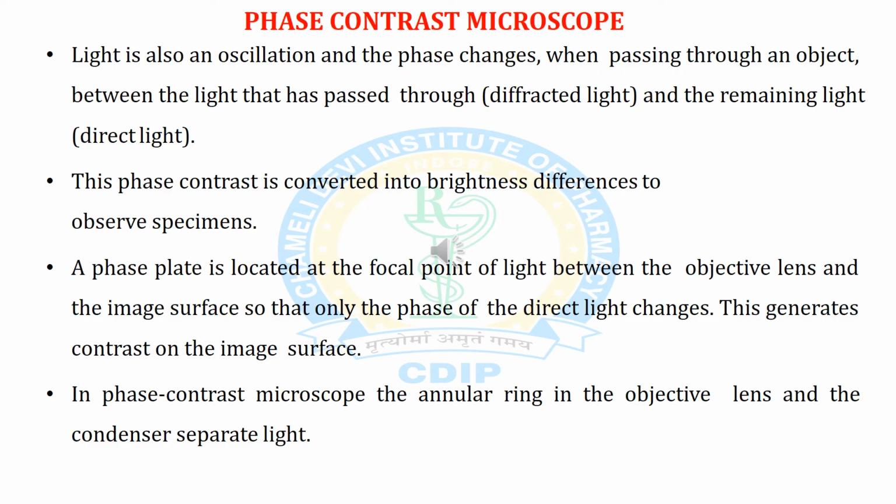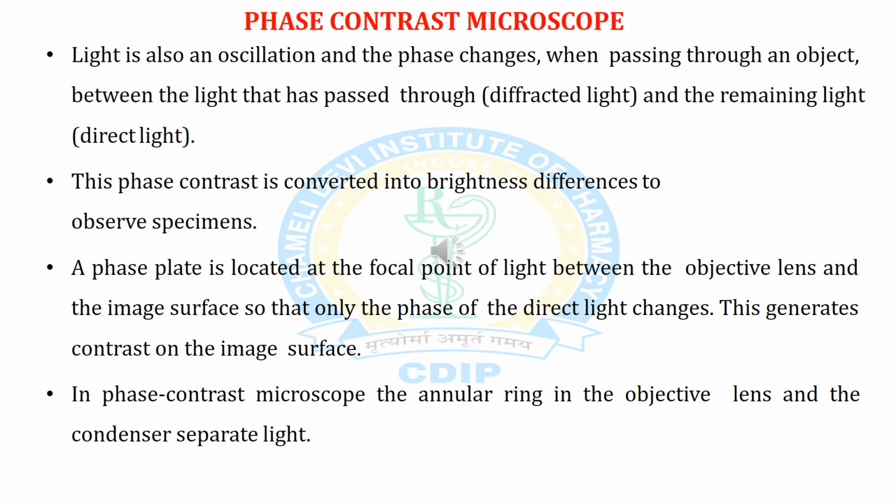Next one is phase contrast microscope. Light is also an oscillation, and the phase changes when passing through an object, between the light that passes through as diffracted light and the remaining light, direct light. This phase contrast is converted into brightness differences in the observed specimen.